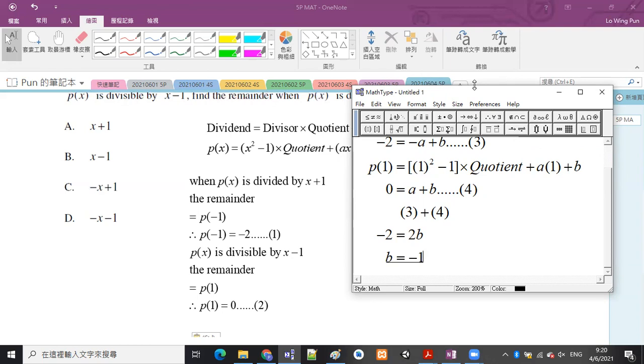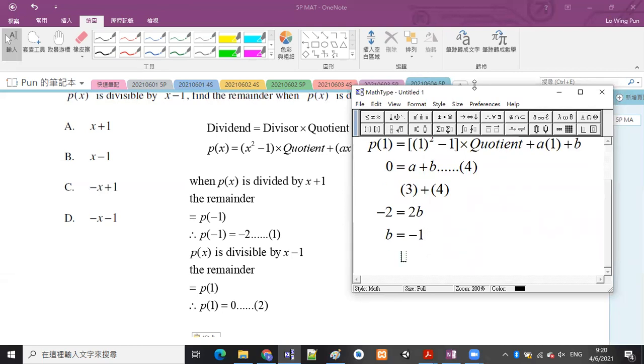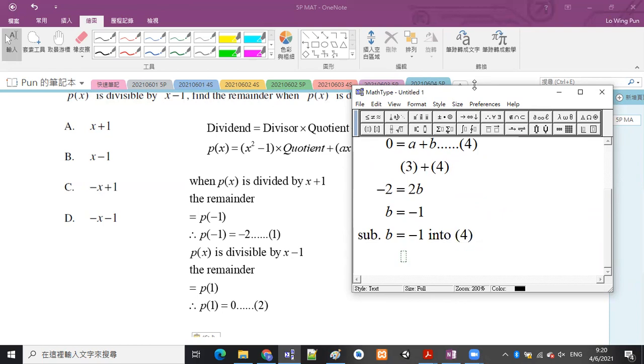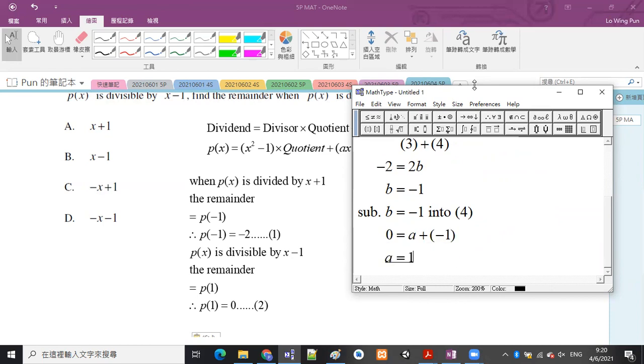Can you find this? So when we have found one of the unknowns, we just substitute this into either equation 3 or equation 4. Sub b equals -1 into equation 4. Okay, 0 is equal to a plus -1. So a is equal to 1. Can you find this?